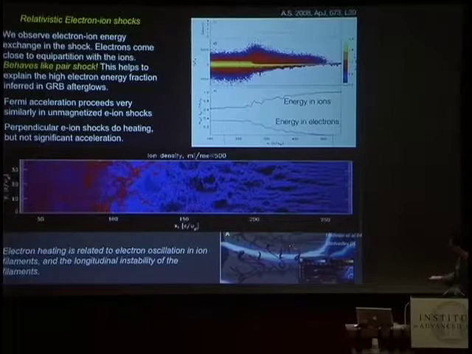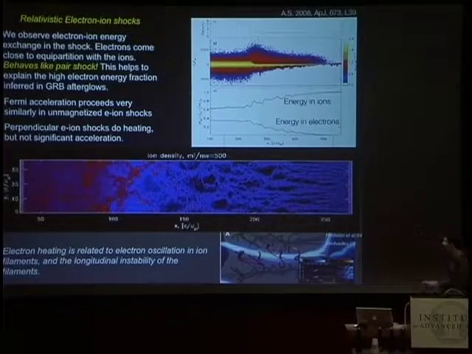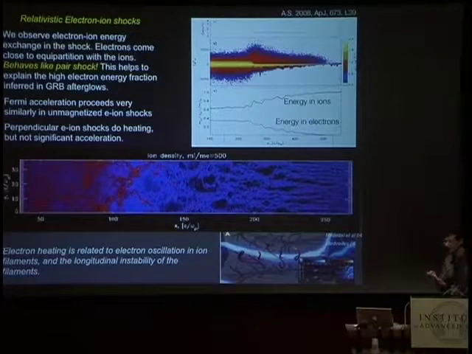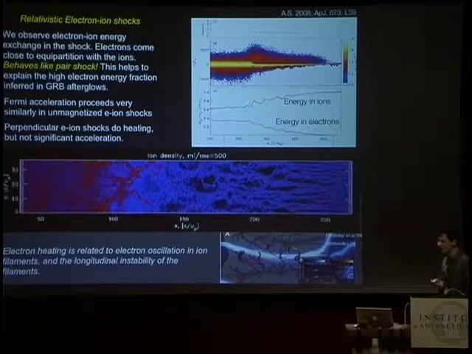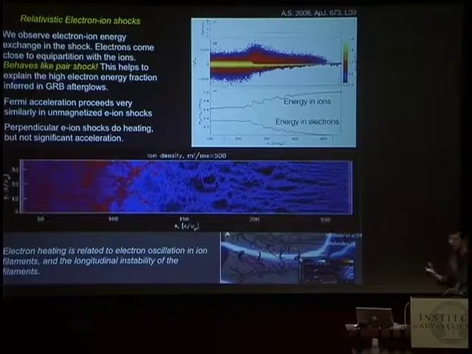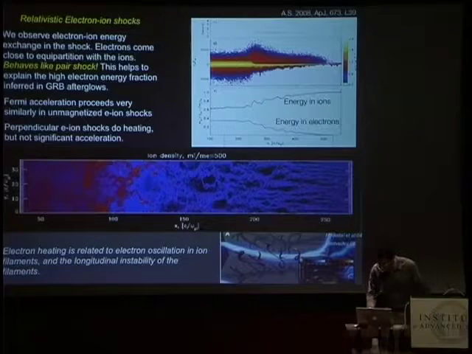The actual microphysics of this process we still don't quite understand. Mainly it's very hard to analyze these simulations and ask what happens to the bulk of the flow. You can ask what happens to the most extreme particles, because those are easy to find. But what happens to the bulk of the flow? Why does something heat up? It's kind of a difficult question to answer. But it's not impossible. We're still working on it.